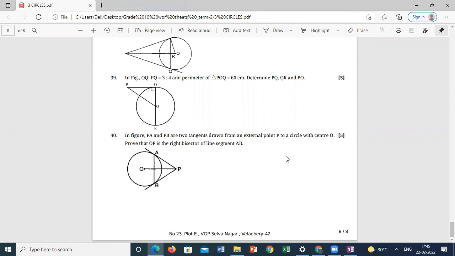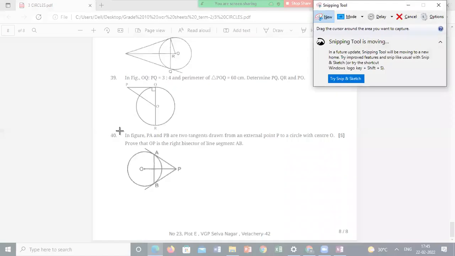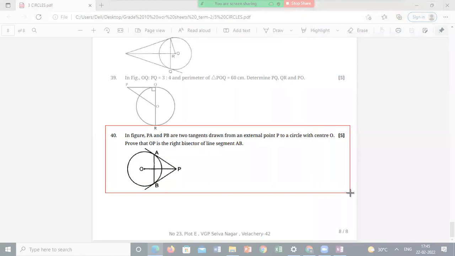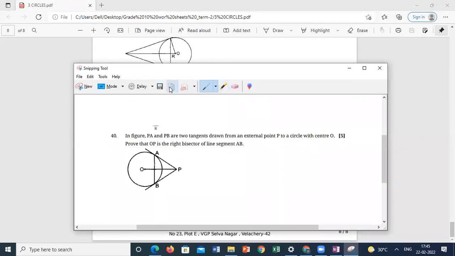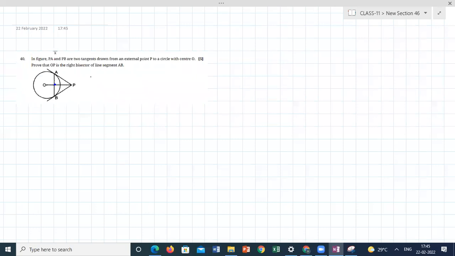What is it asking? In the figure, PA and PB are two tangents drawn from an external point P to a circle with center O. Prove that OP is the perpendicular bisector of line segment AB. Is it clear what the question says? You have to prove AB is perpendicular to OP, that OP is the perpendicular bisector. The meaning of perpendicular bisector is that OP is perpendicular to AB, and AB is also divided into two equal parts. Suppose the point of intersection divides AB into two pieces. Both pieces are the same length, it is exactly dividing at the midpoint. That's what he is asking to prove.